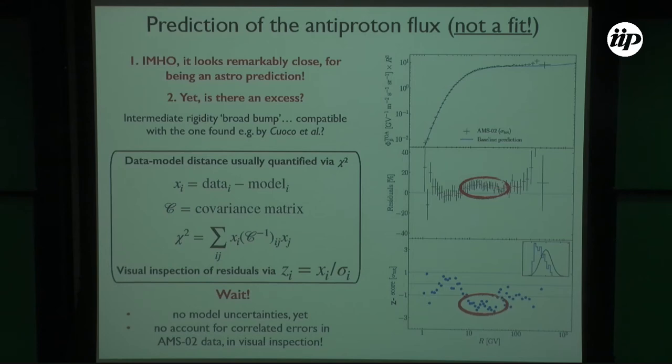Well, what do you do normally? You compare some difference between data and model, and you compute some chi-square with the covariance matrix, and then you see what the chi-square is. The visual inspection is only doing some difference over sigma. So this might be misleading. It's not exactly the same thing that you compute. And there are no model uncertainties here. I still have used a fiducial, a benchmark scenario, no model error bar.